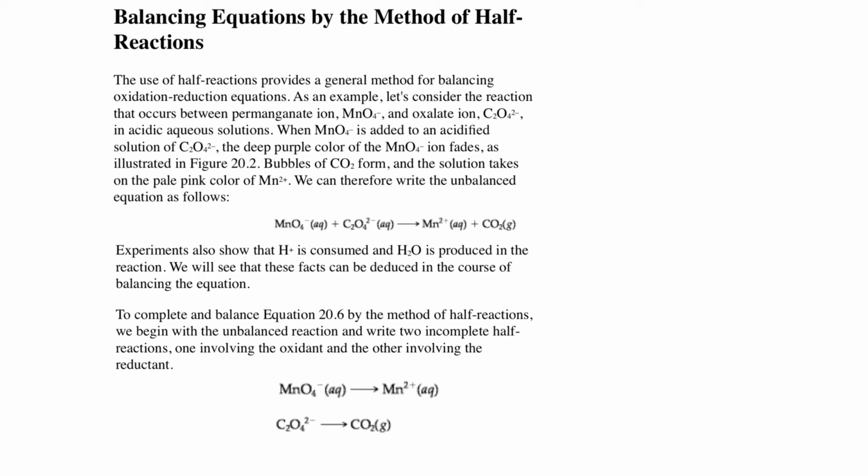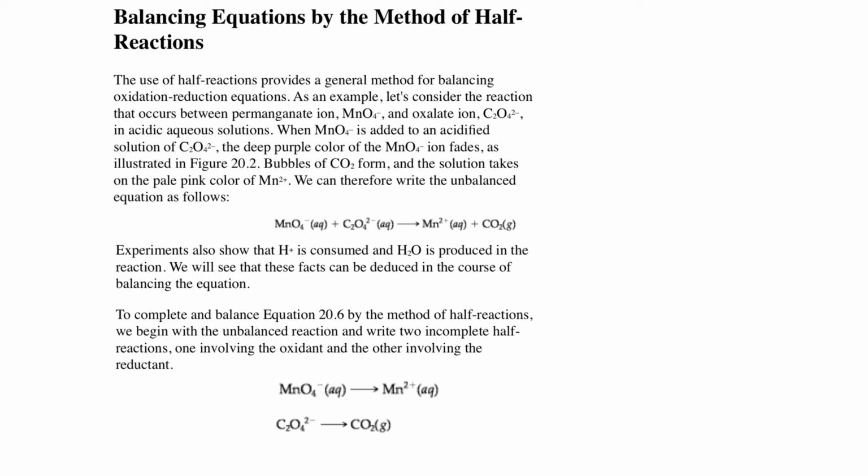We can therefore write the unbalanced equation as follows. Permanganate ion, aqueous, plus oxalate ion yields manganese ion plus carbon dioxide. Experiments also show that hydrogen ion is consumed and water is produced in the reaction. We will see that these facts can be deduced in the course of balancing the equation. To complete and balance equation 20.6 by the method of half reactions, we begin with the unbalanced reaction and write two incomplete half reactions, one involving the oxidant and the other involving the reductant.